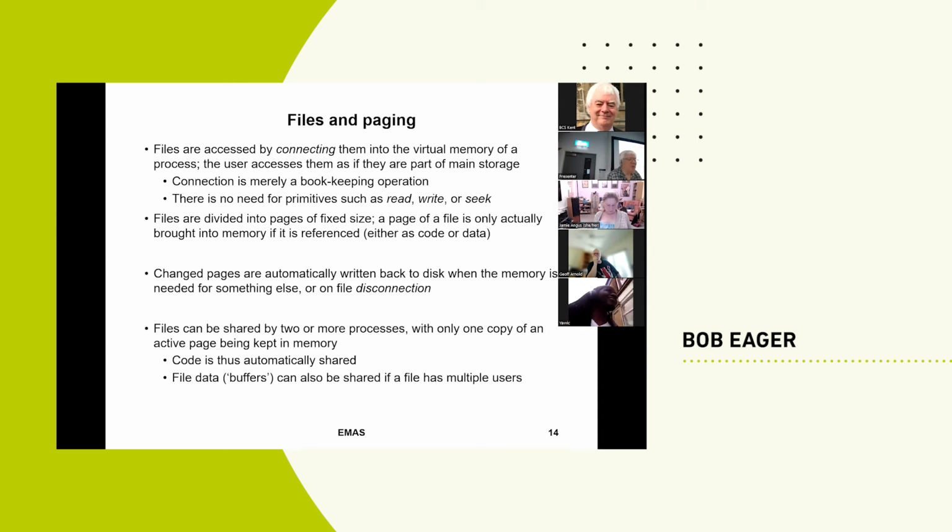And you can share files between processes simply by having them connected in two different virtual machines at the same time. So you automatically share code. And if a file is being used by multiple people, only one copy of that is kept in memory as well. So it's very efficient.